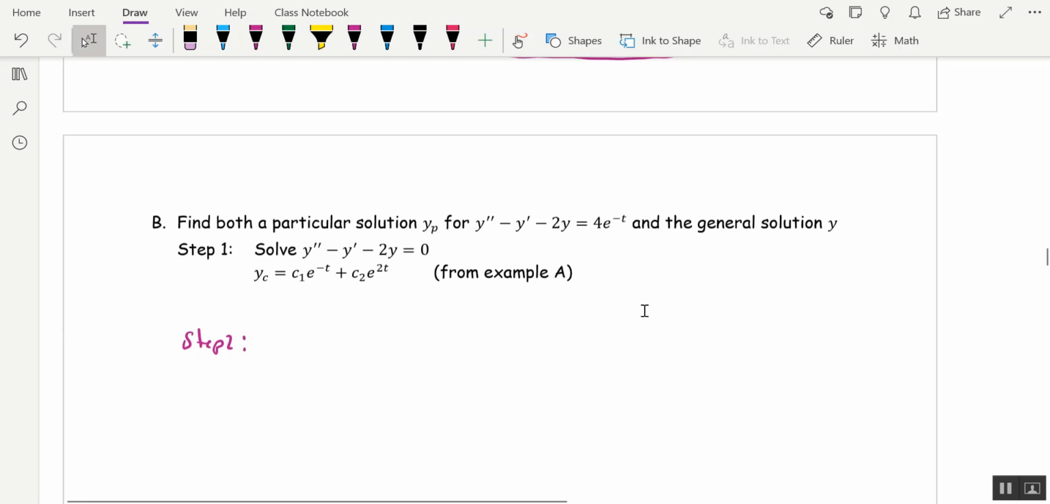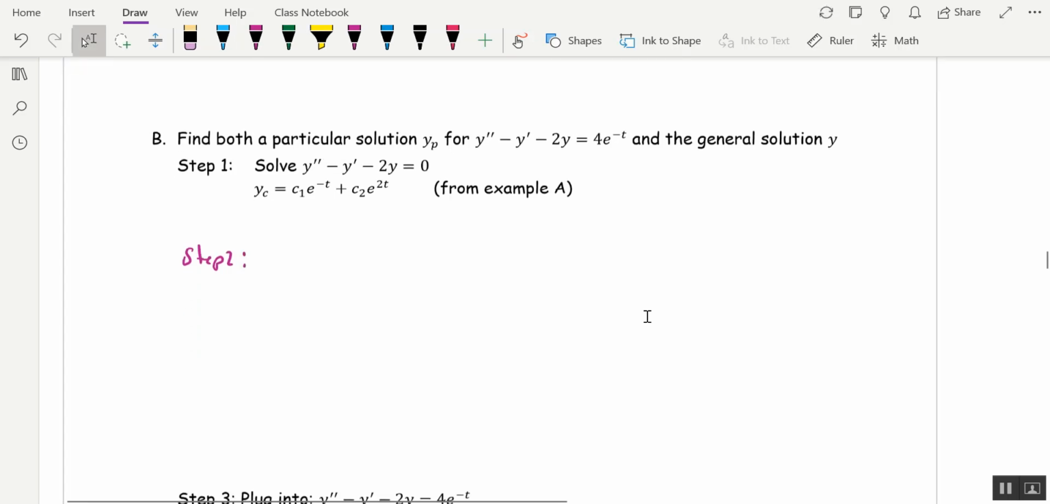Step 2, I write down my trial yp. So here's my f of t, which is a constant times e to the -t. So I go to my table and I see that if I have a constant times an exponential, I want to replace that. Trial yp is going to be a constant, a e to the -t. Okay, so then I look at my yc and I say, are there any repeats? Yes, I have a constant times e to the -t there. So there's a repeat or a duplicate.